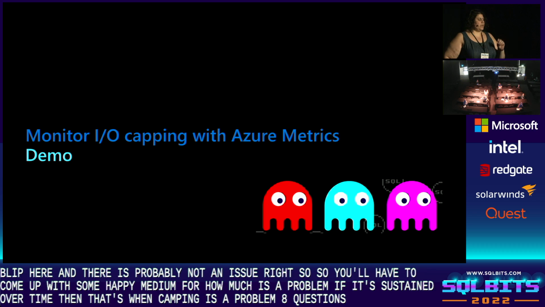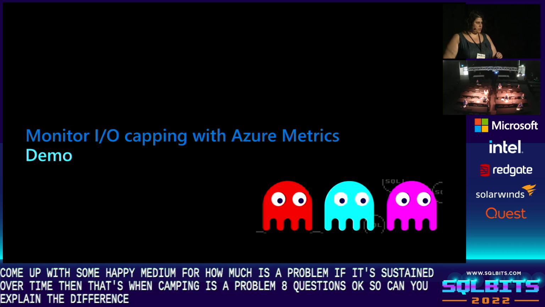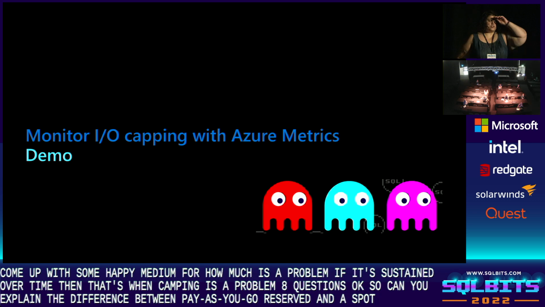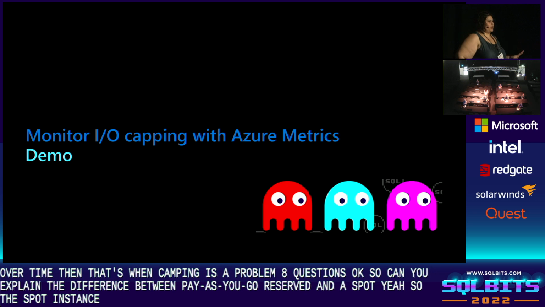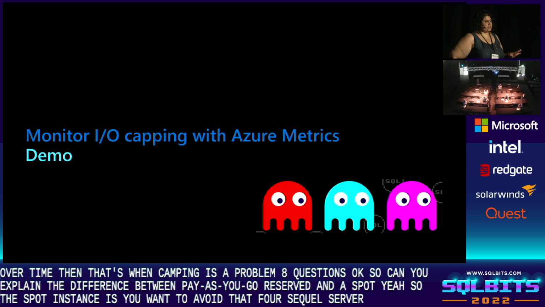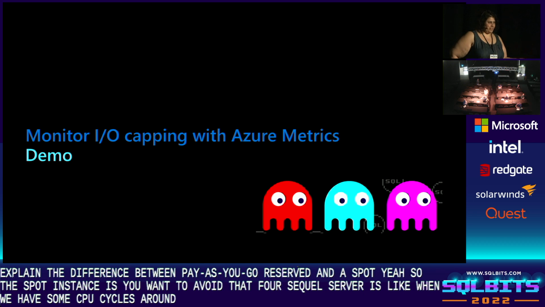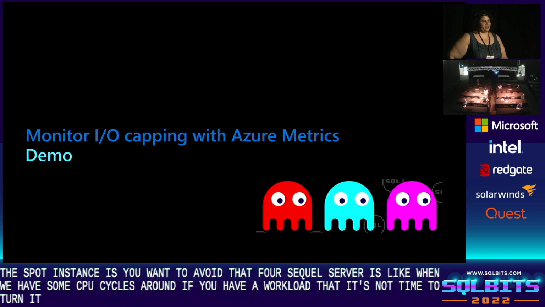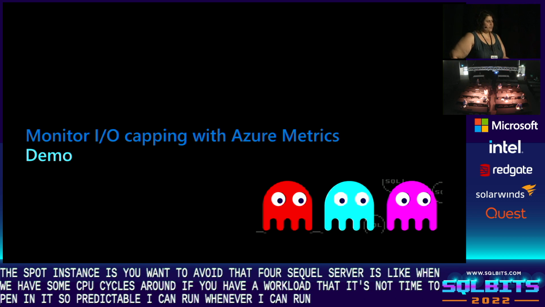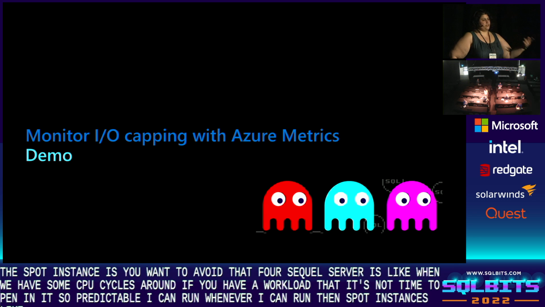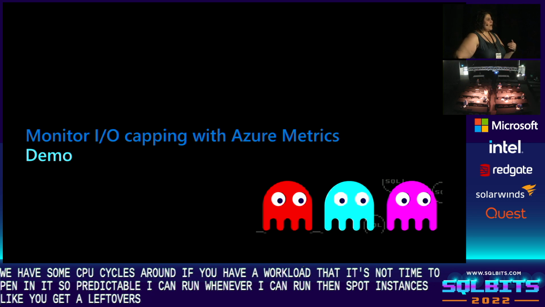Can you explain the difference between pay-as-you-go, reserved, and spot? Yeah, so with the spot instance, you want to avoid that for SQL Server. Spot is like, hey, when we have some CPU cycles around, we'll throw them at you. A spot instance is for a workload that is not time dependent or predictable, that can run whenever it can run. Then spot is like you get our leftovers. So you don't want to do spot for SQL.